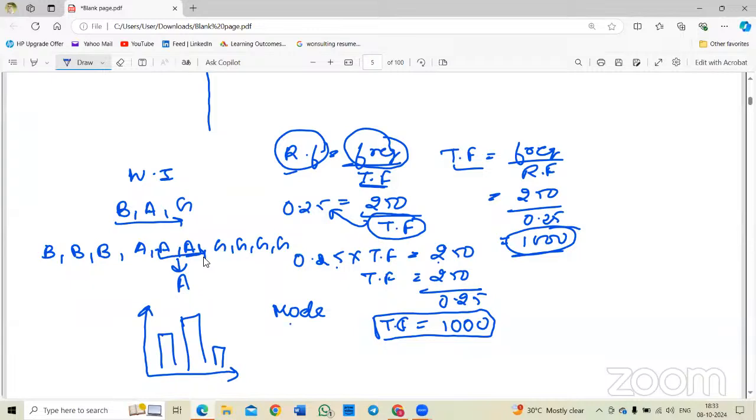Highest bar. Highest frequency. And if you're having the highest frequency, then the bar will be the longest compared to the other. So this will be the mode only, because it has to obey the area principle also. That's why. Got it?